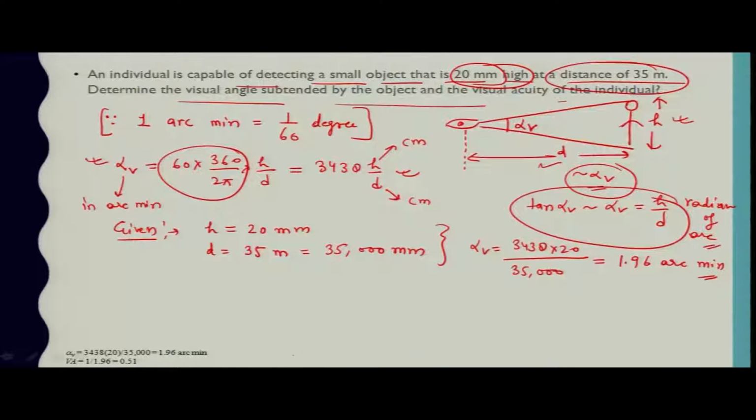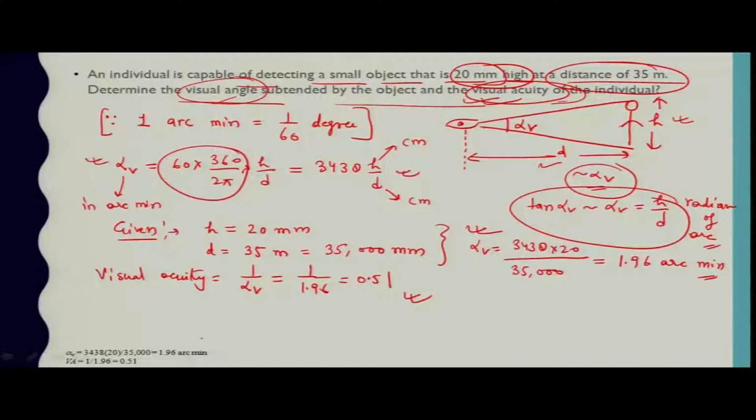Now the second thing you have to calculate is visual acuity. This is the visual angle, and now you have to calculate visual acuity. Visual acuity is nothing but the reciprocal of the visual angle, that is 1 by 1.96 equals 0.51. In this way visual acuity can be calculated. Since vision is one of the most important of all five human senses, we need to take care of this visual angle and visual acuity.